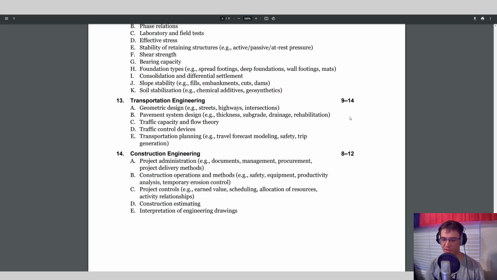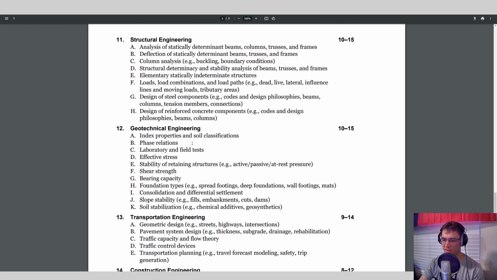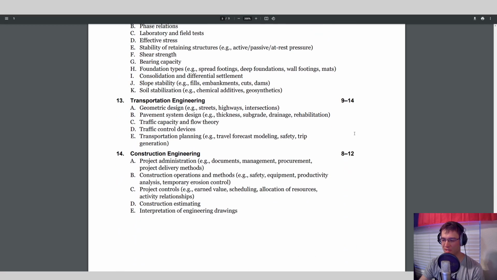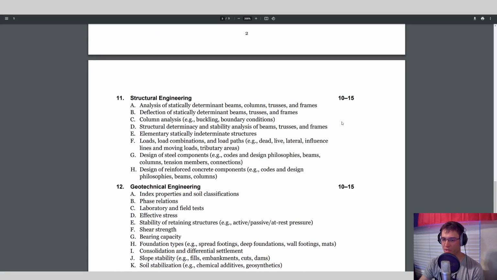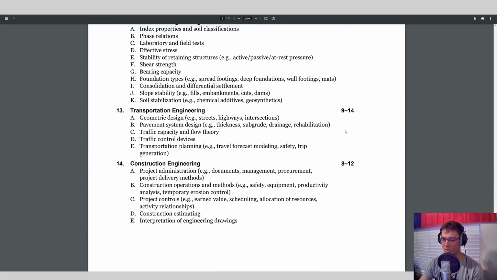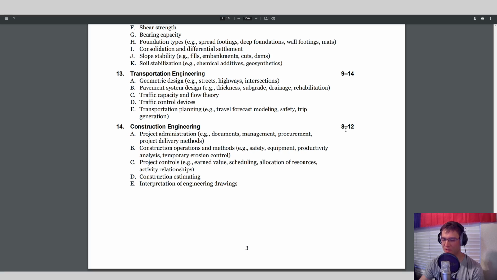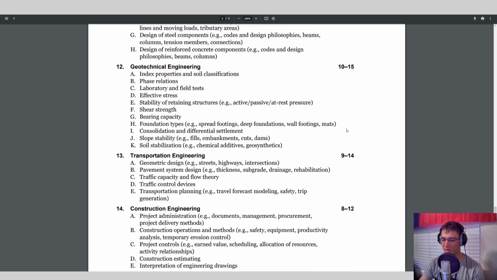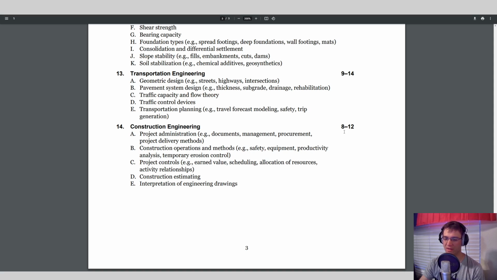Transportation engineering: geometric design, pavement systems, traffic capacity, flow theory, traffic control devices. This is all going to be movement. That was 10 to 15 questions on geotech, 9 to 14 on transportation. This is going to be a big chunk. If you want to go water resources, structural, geotech, transportation, this is going to be a big run. You're going to see a whole lot of that available.